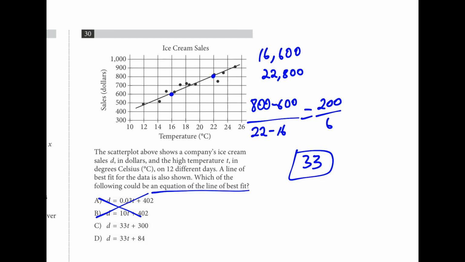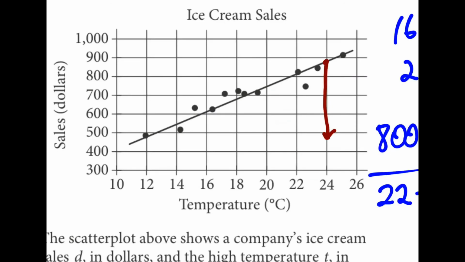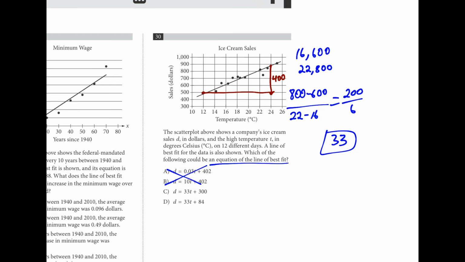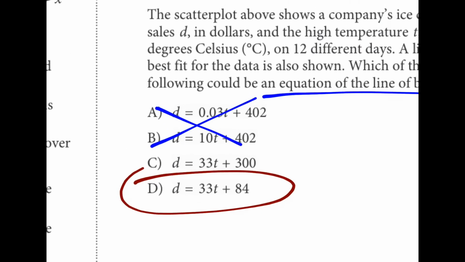And what do you think my starting sales would be, 84 or 300? Well, if I just look from 24 to 12, let's say, I went down 400. And this is a linear relationship, so if I go another 12 to the left over to 0, I'm going to go down another 400. So 84 is a lot more likely than 300 here.